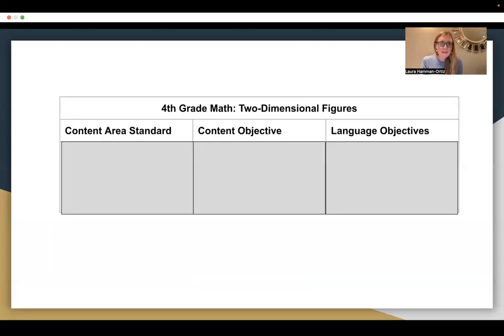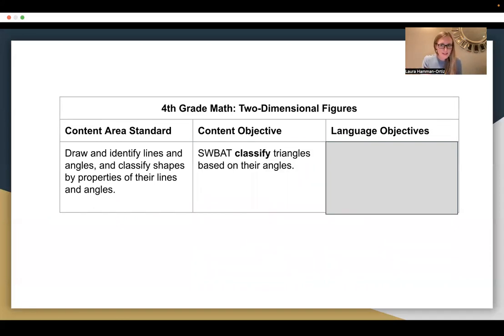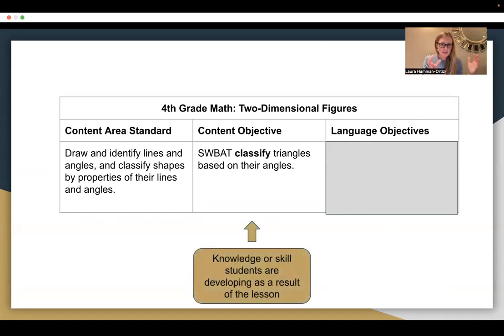So now we have a fourth grade math lesson focused on two-dimensional figures. The content area standard for this lesson is draw and identify lines and angles and classify shapes by properties of their lines and angles. So again, nice, big, broad content learning goal for fourth grade math. My content objective for this specific lesson is students will be able to classify triangles based on their angles. So you can envision a lesson where I'm having students look at different types of triangles and begin to classify them based on the angles that they see. And so this is the knowledge or skill that students are developing as a result of my lesson.